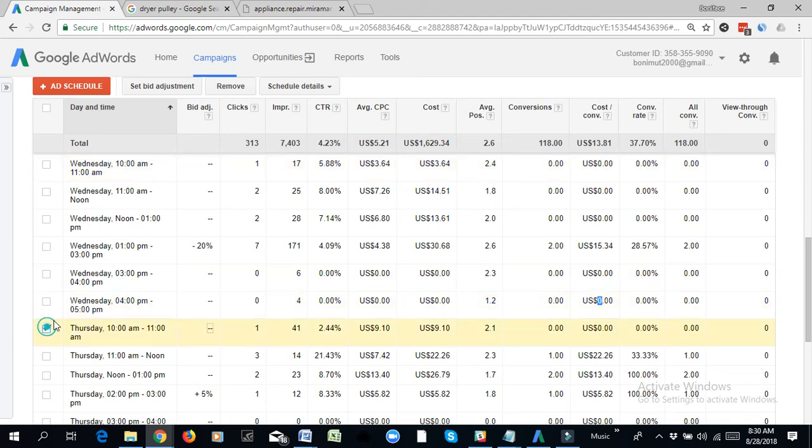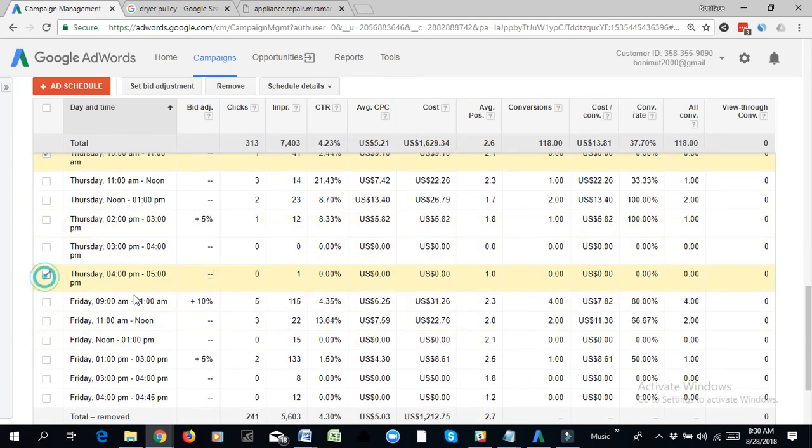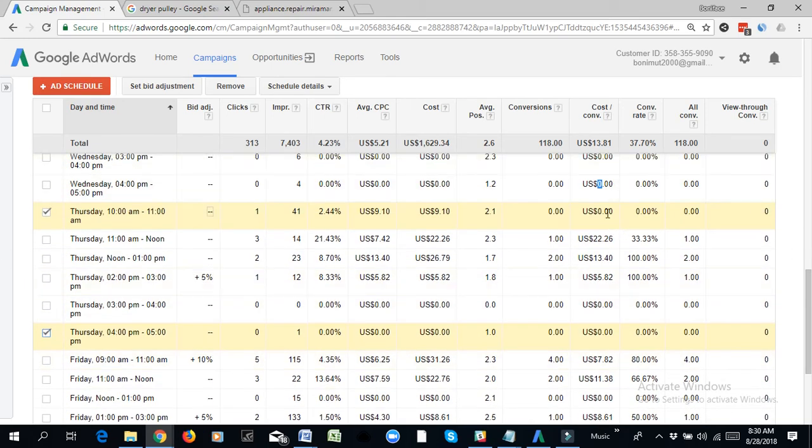So now we go to Thursday. Look at Thursday. The first one, there is no data. The average CPC is still good. Here we have a high cost per conversion, and we have 3 clicks on one conversion. We have to make a negative bid adjustment here.